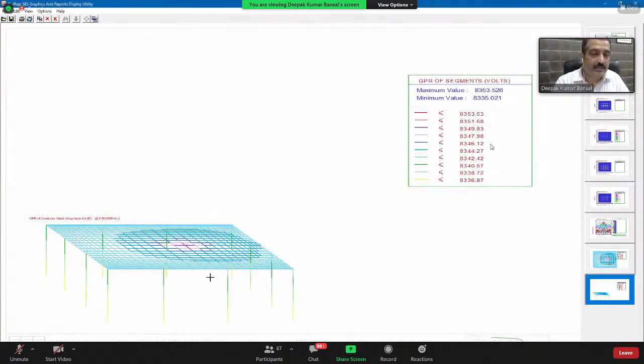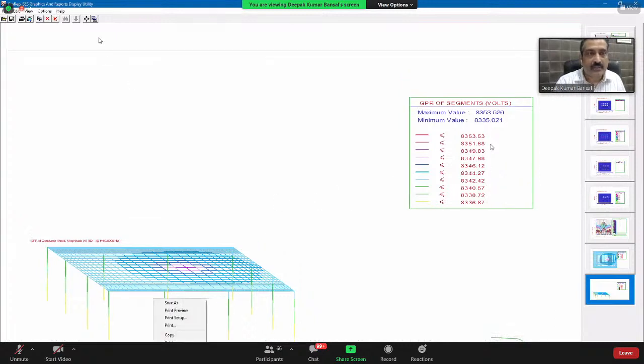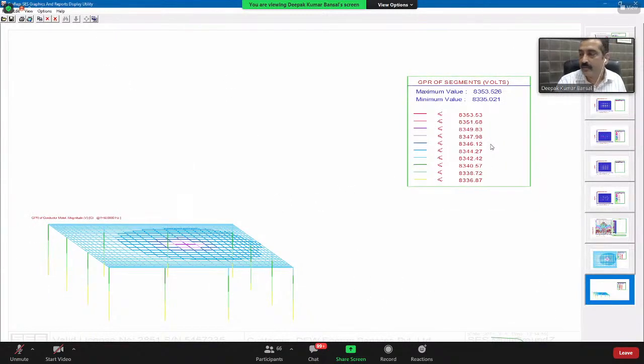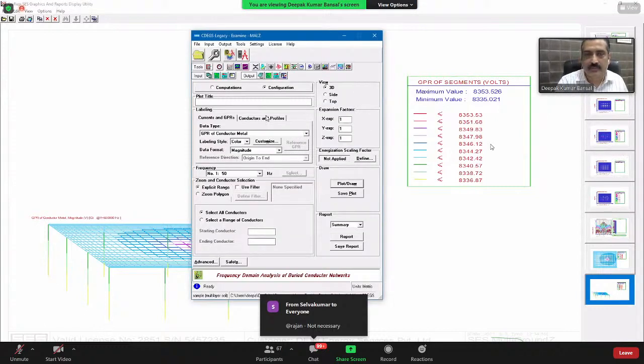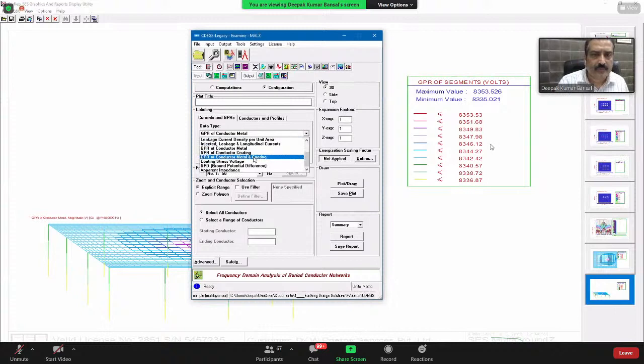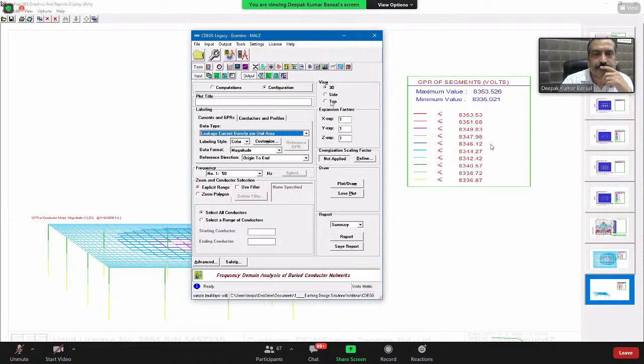We can see this is the horizontal ground plane, all conductors, and these are vertical ground rods distributing the current. So we can see each and every part of the grid and how it is behaving in different ways. Now basically, I will show you one more thing. Current density per unit area. This is very important.